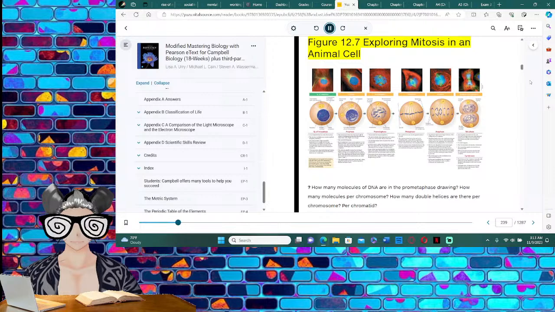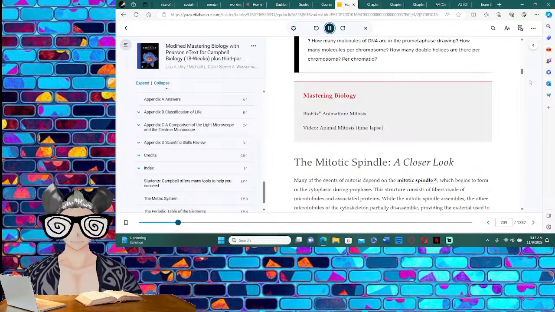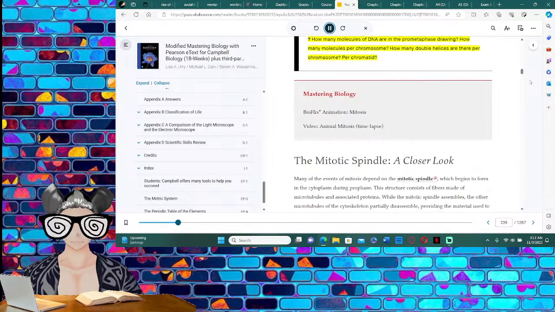Figure 12.7 exploring mitosis in an animal cell. Three stages of mitosis in an animal cell: G2 of interphase, prophase, prometaphase. Full alternative text. How many molecules of DNA are in the prometaphase drawing? How many molecules per chromosome? How many double helices are there per chromosome? Per chromatid?